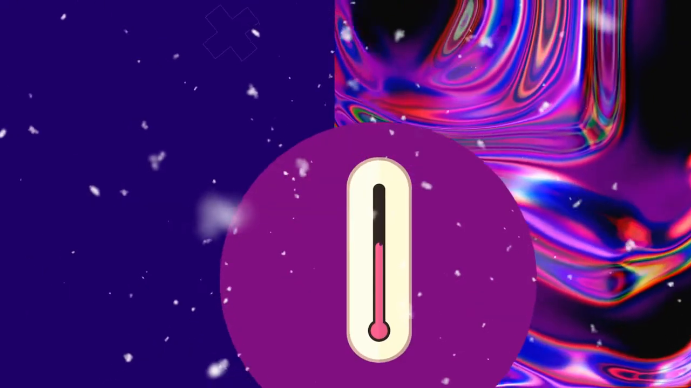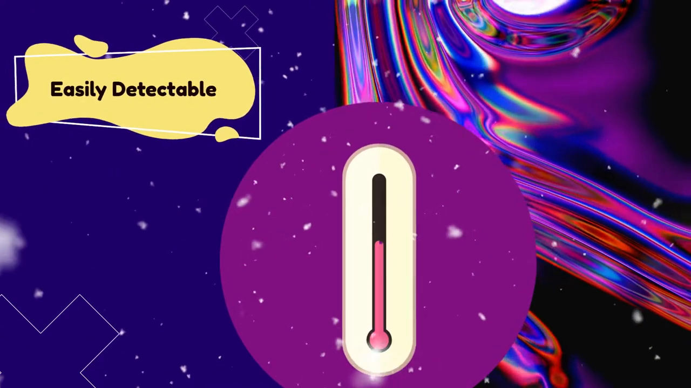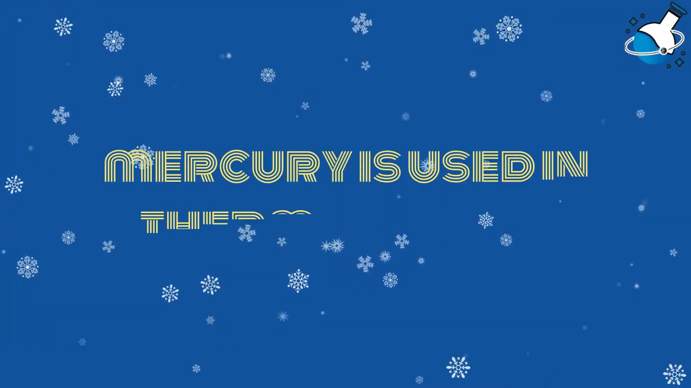Mercury does not get stuck to the inner wall of the thermometer. Last, but not the least, mercury has a very shiny appearance, which makes it easily detectable when looked at from outside. That is why mercury is used in thermometers.